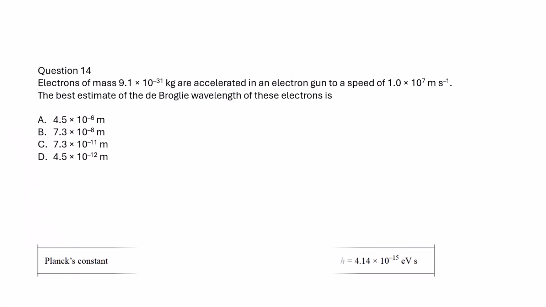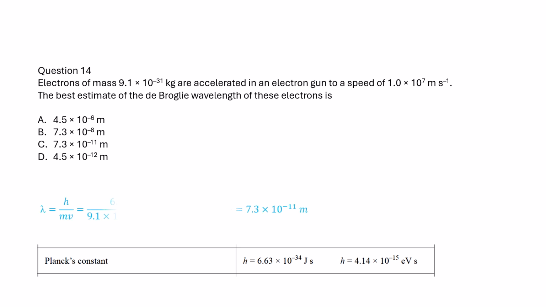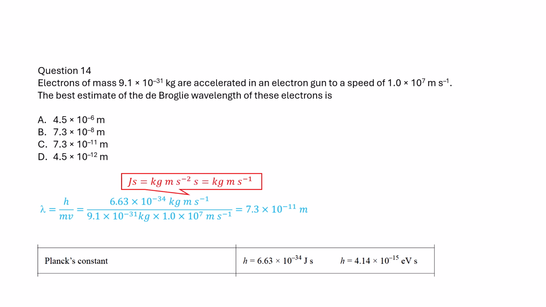We calculate the de Broglie wavelength of these electrons with the equation of de Broglie wavelength. The units of Planck's constant are joule seconds because the units of speed and mass are kilograms and meters per second.